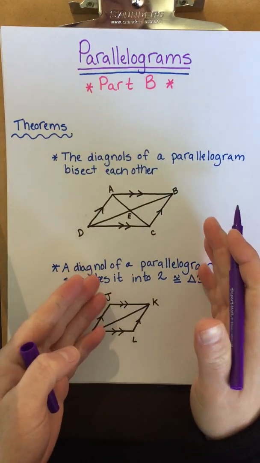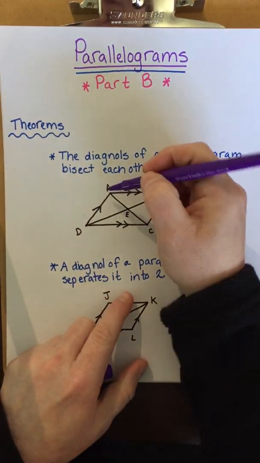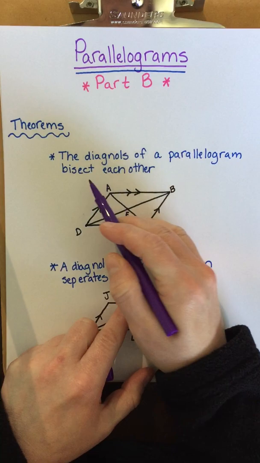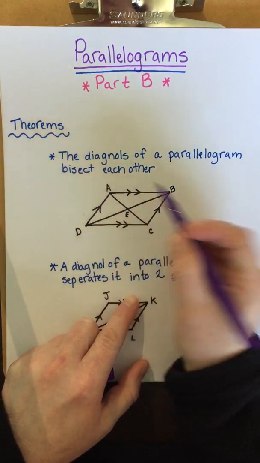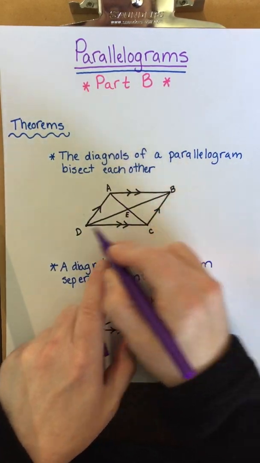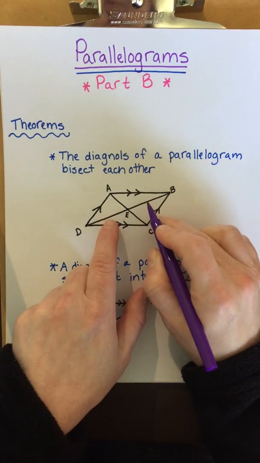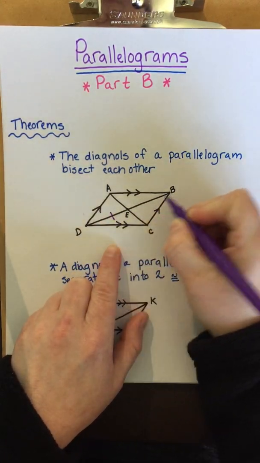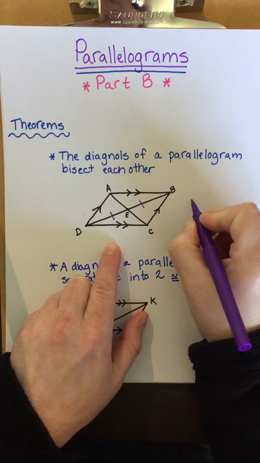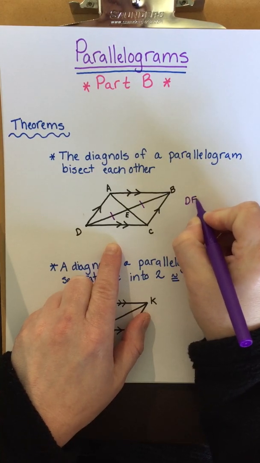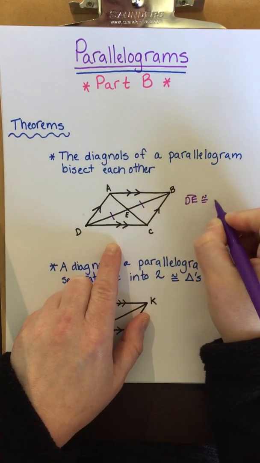So let's look at this example of a parallelogram. Here are my two diagonals. I know that they are bisecting each other. That means that this line is cutting this line into two equal pieces. So I know that this segment is congruent to this segment. So I know that DE is congruent to EB.